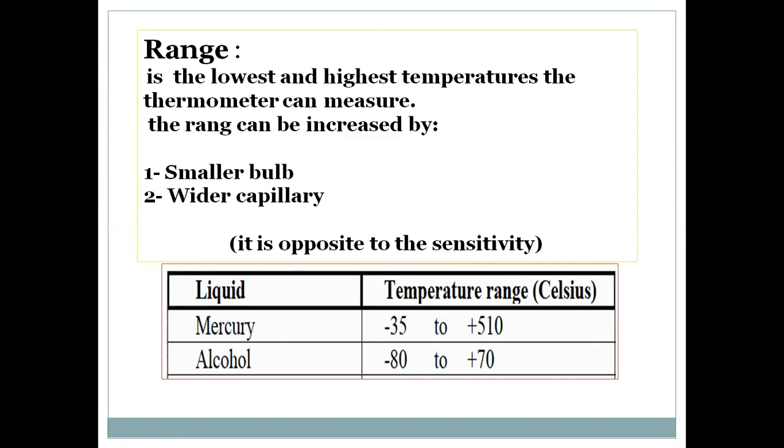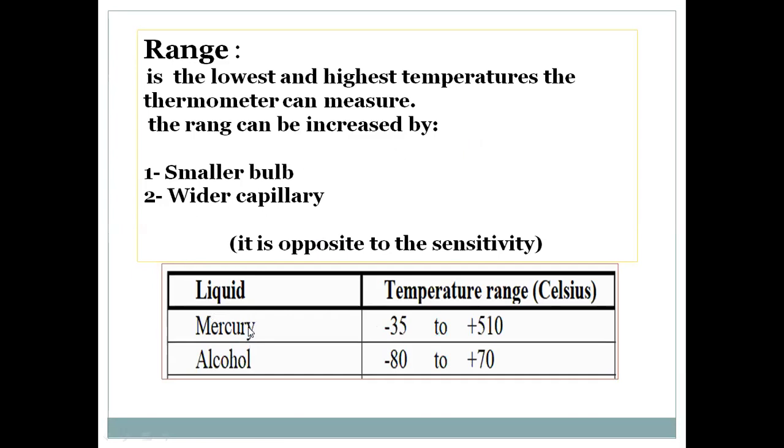Also, the liquids inside the bulb have ranges. For example, mercury can measure a temperature between negative 35 to positive 510, while alcohol measures a range between negative 80 to positive 70. So range is the difference between the lowest temperature and the highest temperature on a thermometer.